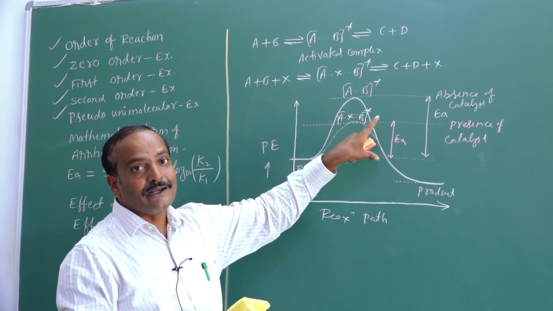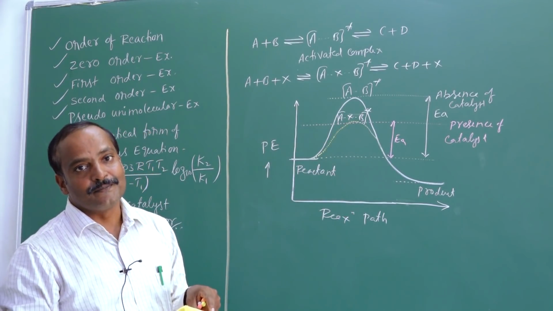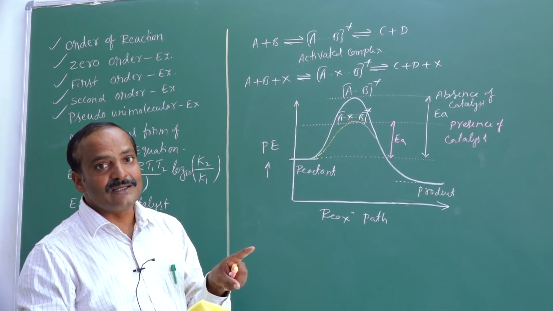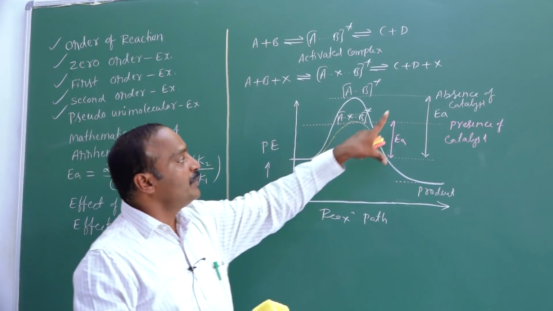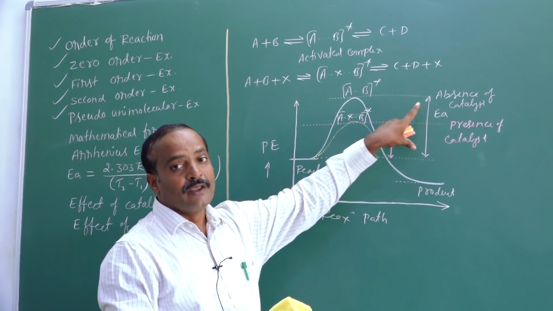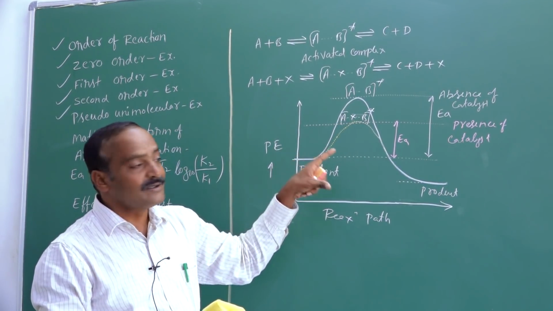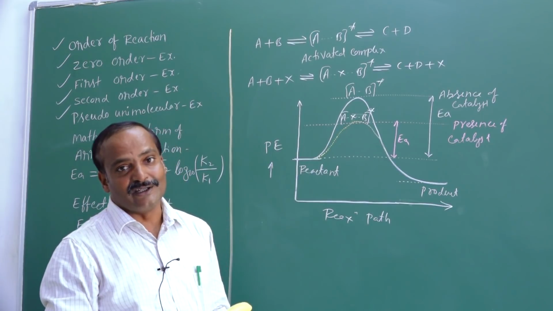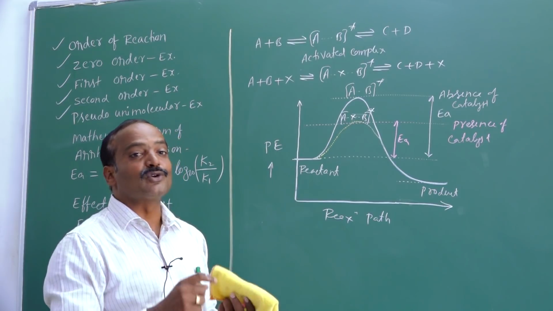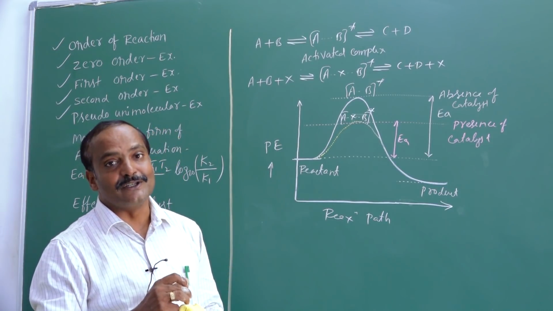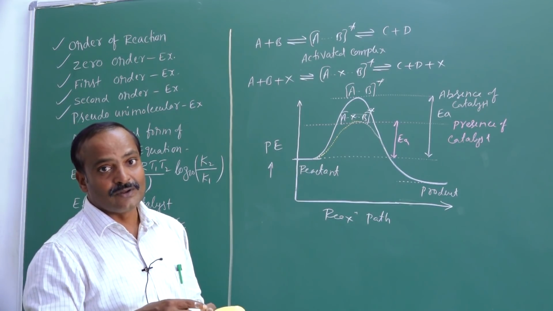This means the rate of reaction is inversely proportional to activation energy. In the absence of catalyst, the rate decreases but activation energy increases. In the presence of positive catalyst, the rate increases but activation energy decreases. Hence, the rate of reaction is inversely proportional to activation energy.